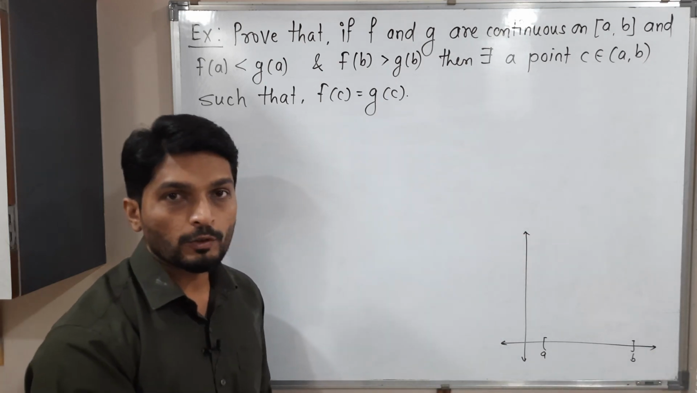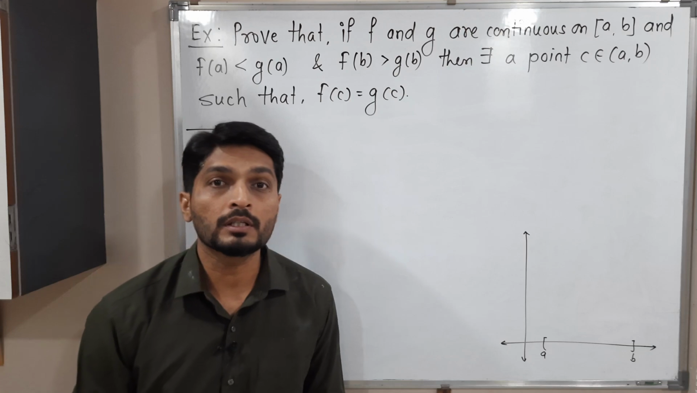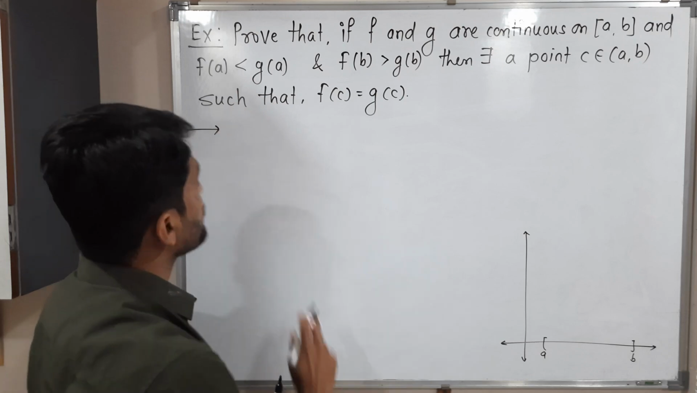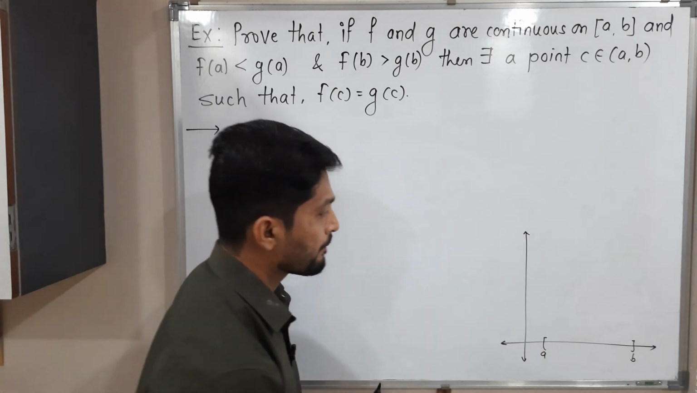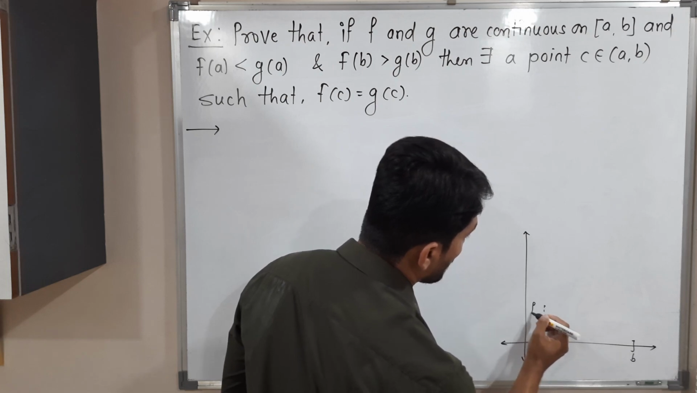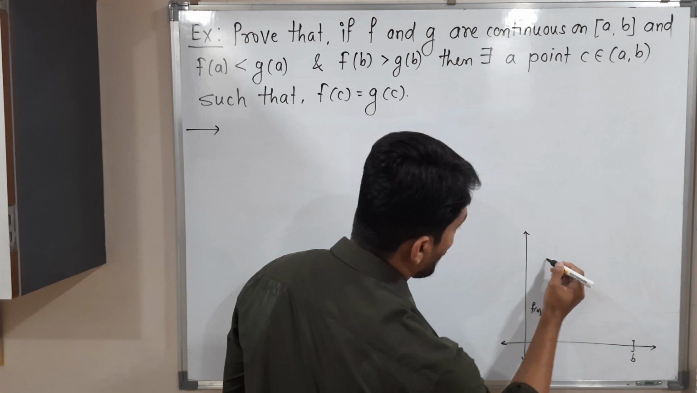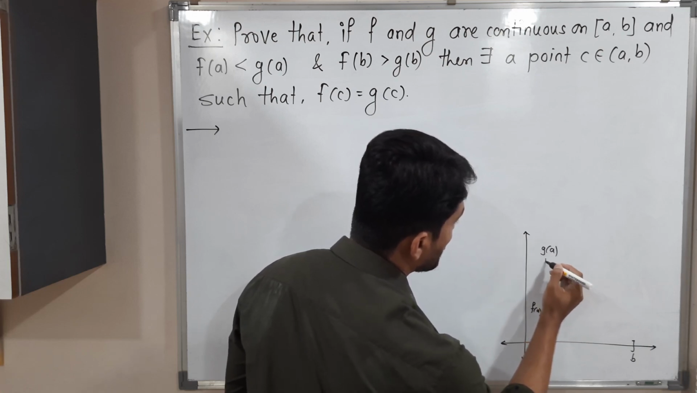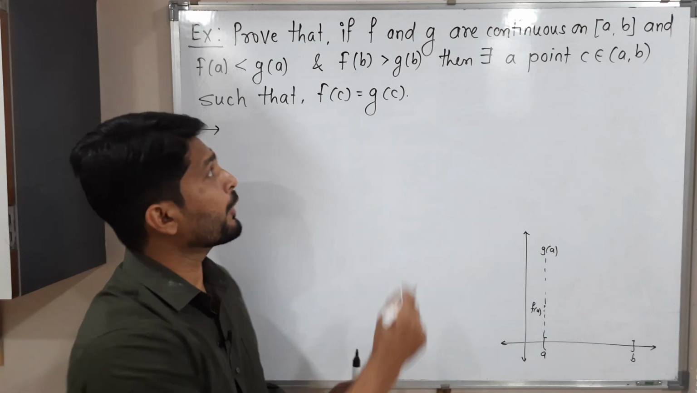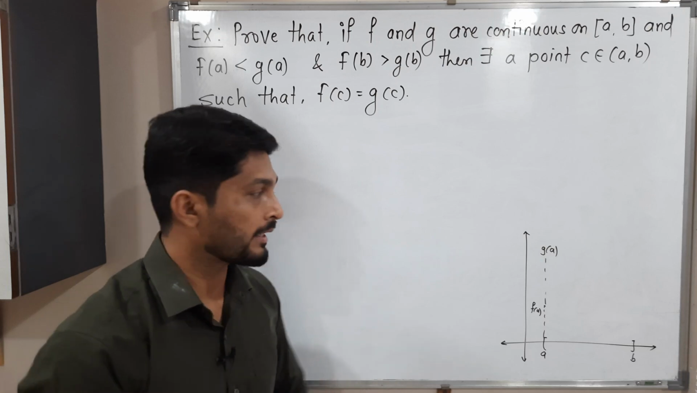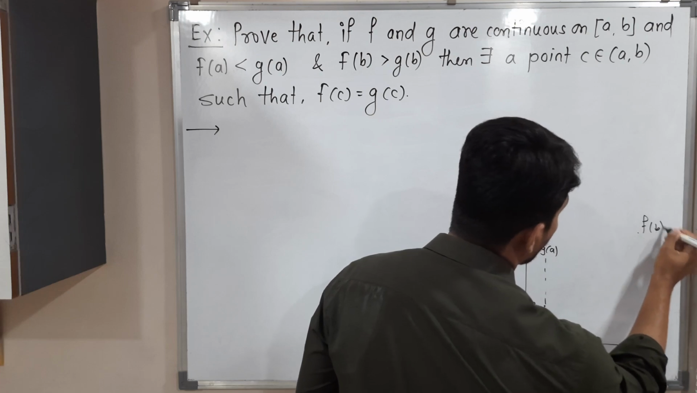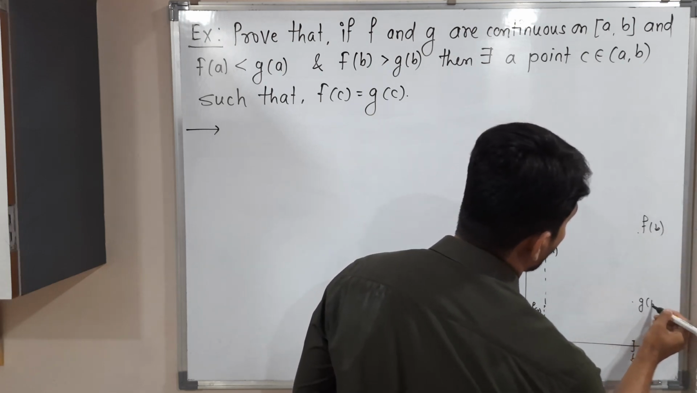We have two functions defined on this closed interval AB, and the most important thing is that both are continuous. They have given this additional information: f of A is less than g of A. That means at this point A, suppose f of A is here, and at the same point g of A is here. So you can easily see that g of A is greater than f of A. But at point B, we get exactly the opposite inequality. That means at point B, f of B is greater than g of B. Suppose g of B is here.